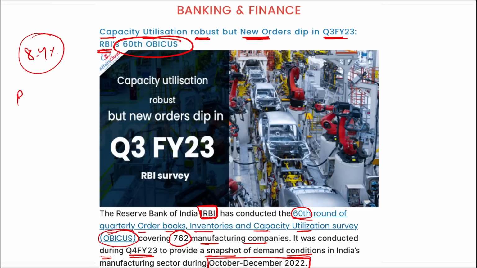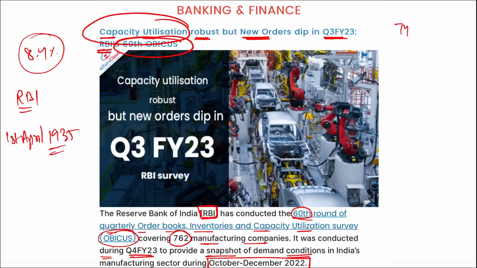Apart from this, if we talk about RBI, when was it established? On 1st of April 1935. One more thing, remember we are talking about capacity utilization here, right? So this capacity utilization at manufacturing facilities was at 74.3% in the third quarter of fiscal year 23. That was up from 74% in quarter 2.